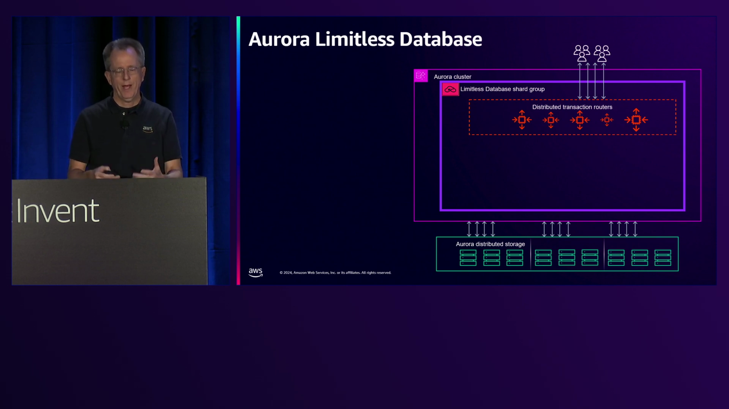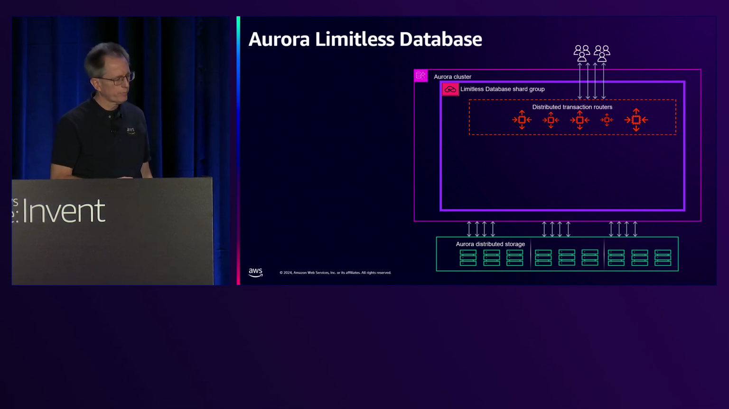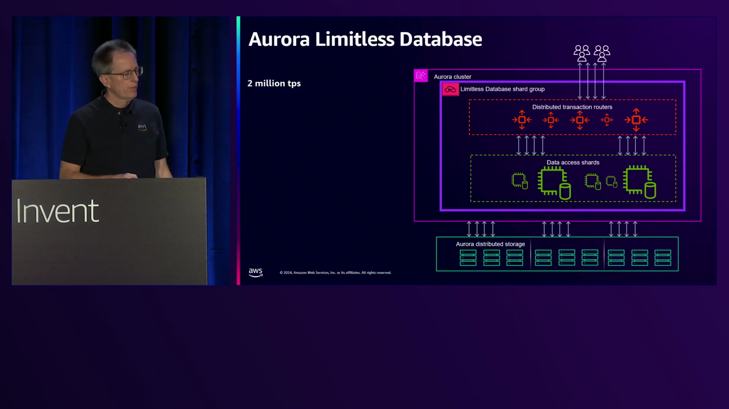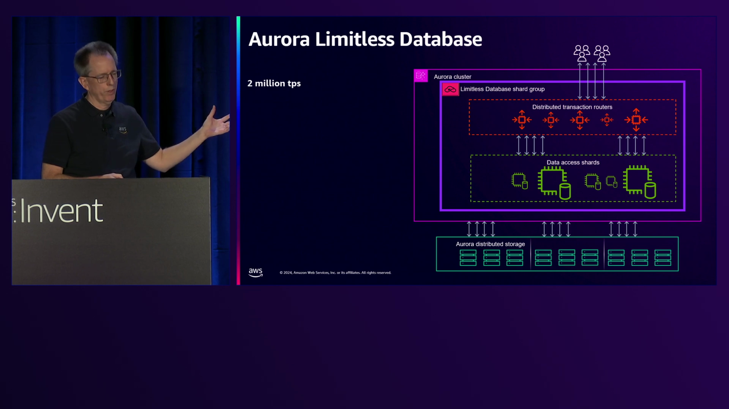So you have a CNAME for that, just like your normal CNAME for your cluster points you now to this router layer. And that's where we do, as it says, all the routing and the transactions. And then we have a data access shard layer. And this is where we store all the data. Makes sense, right? So we've been able to scale this to more than 2 million TPS.